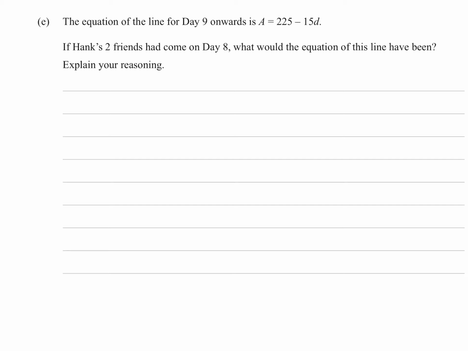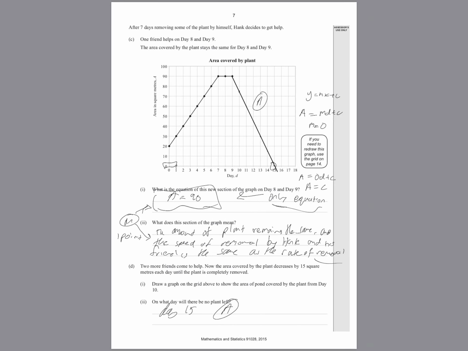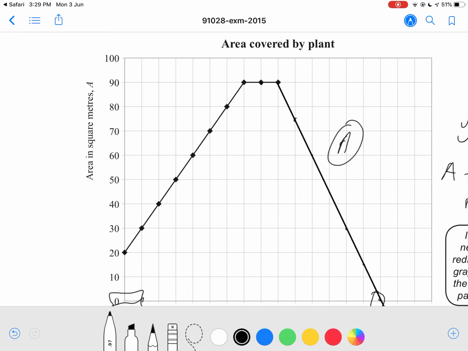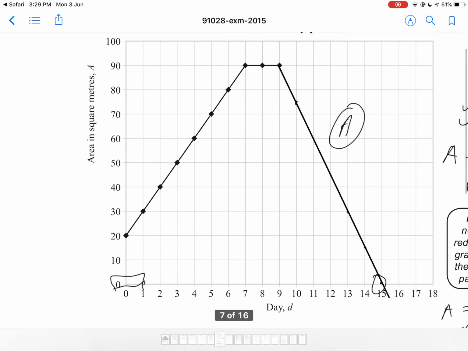The equation of the line for day 9 onwards is A equals 225 minus 15d. If Hank and his friends had come on day 8, what would the equation of this line have been? Explain your reasoning. So if Hank and his friends had come on day 8, it will start decreasing on day 9. So it will just be 1 day less. By the time the area of the plant is 0, it'll be on day 14 because his friends have come 1 day earlier. So therefore, the plant is finished removing 1 day earlier as well.